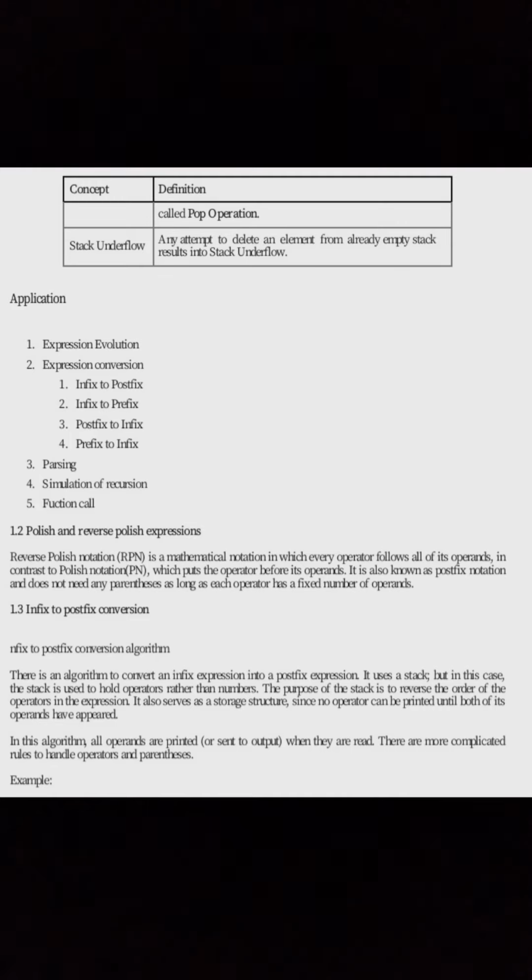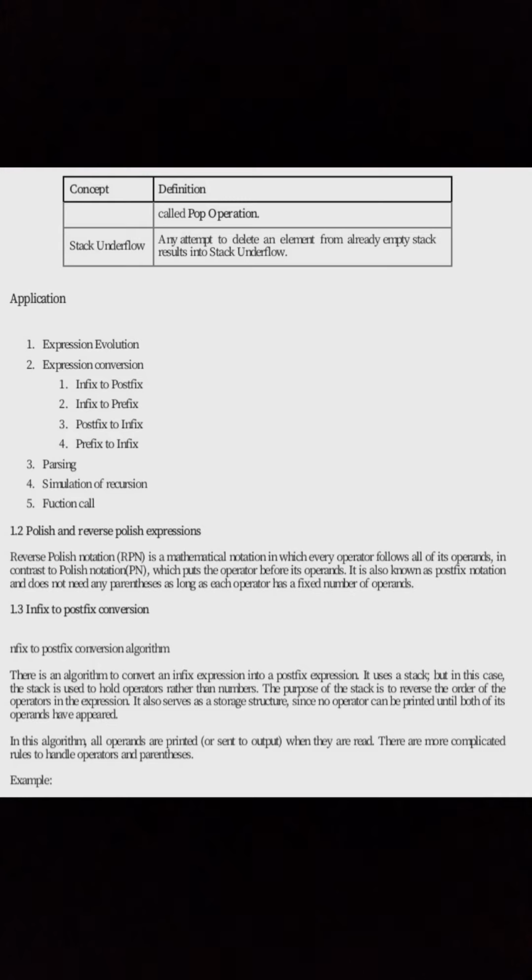Now let us see applications. Expression evaluation, expression conversion, that is infix to postfix, infix to prefix, postfix to infix, prefix to infix. Parsing, simulation of recursion function call. Polish and reverse polish expressions. Reverse polish notation is a mathematical notation in which every operator follows all of its operands. In contrast to polish notation, which puts the operator before its operands, it is also known as postfix notation and does not need any parentheses as long as each operator has a fixed number of operands.